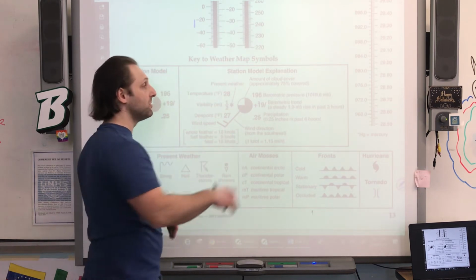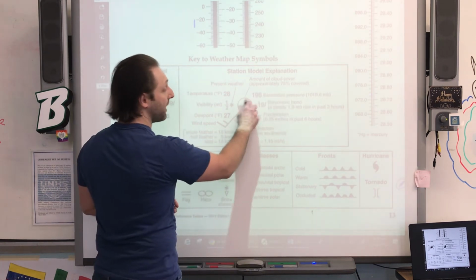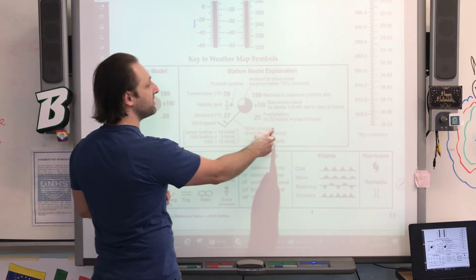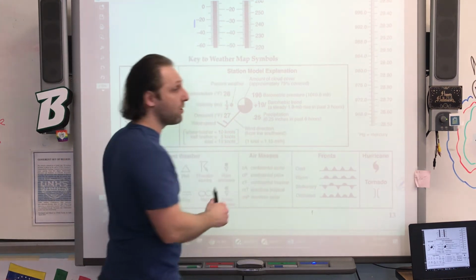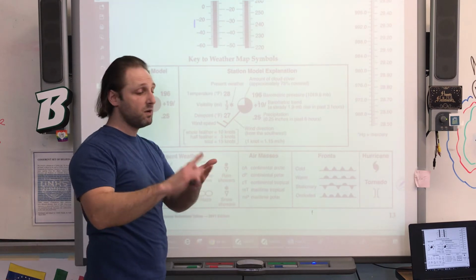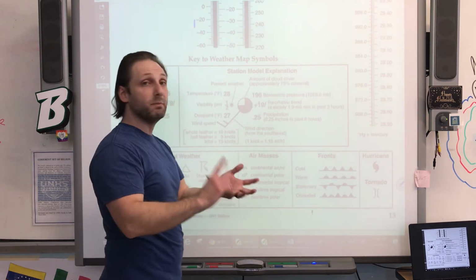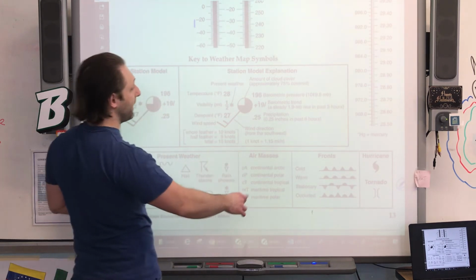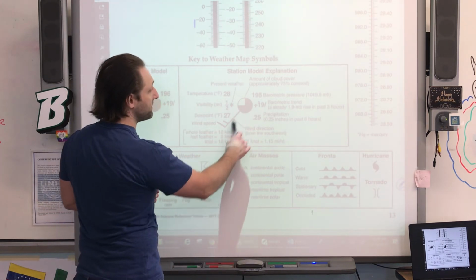And eventually you'll learn that moving into higher pressure means these clouds start to go away and we have a nice day. Right? Precipitation is the amount of precip over the last 6 hours. That precipitation could be snow, rain, sleet, freezing rain, a multitude of different precipitations. All right, so wind direction, this little tail here.